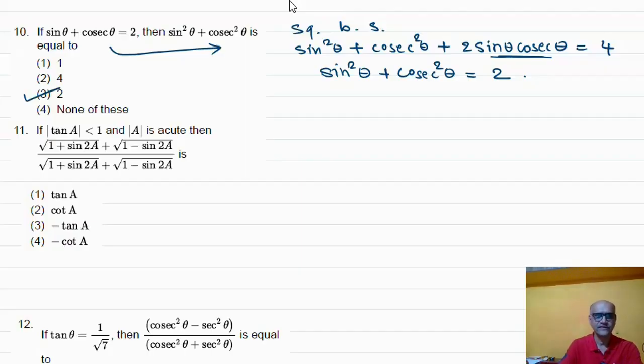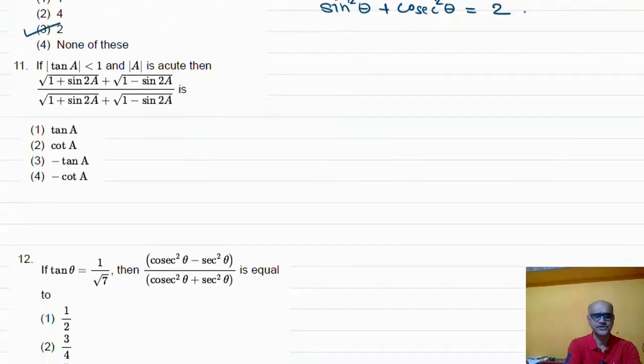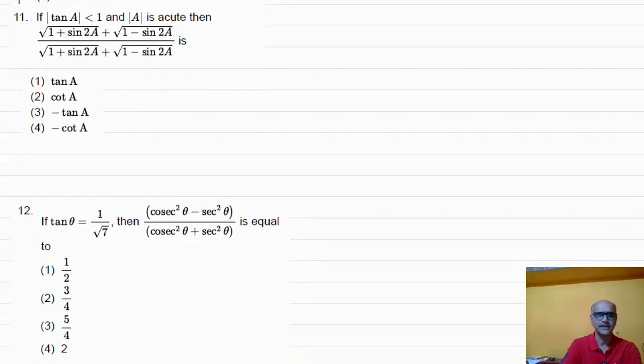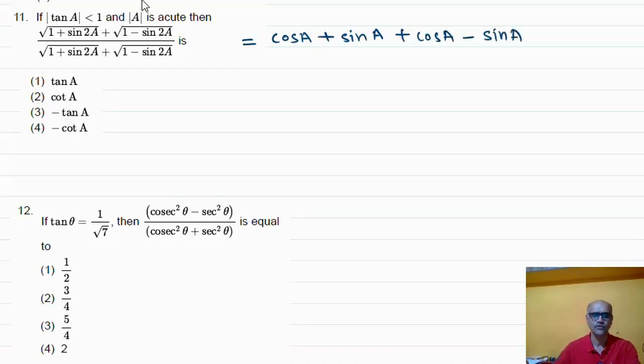11th, if tan A is less than 1 mod of tan A, then find it. So again, directly you substitute the formulas. You need to know the formula mainly. So root of 1 plus sin 2a is cos a plus sin a. Then root of 1 minus sin 2a is cos a minus sin a. So if you do not know, note down the formula. Root of 1 plus sin 2a is cos a plus sin a. Root of 1 minus sin 2a is cos a minus sin a.